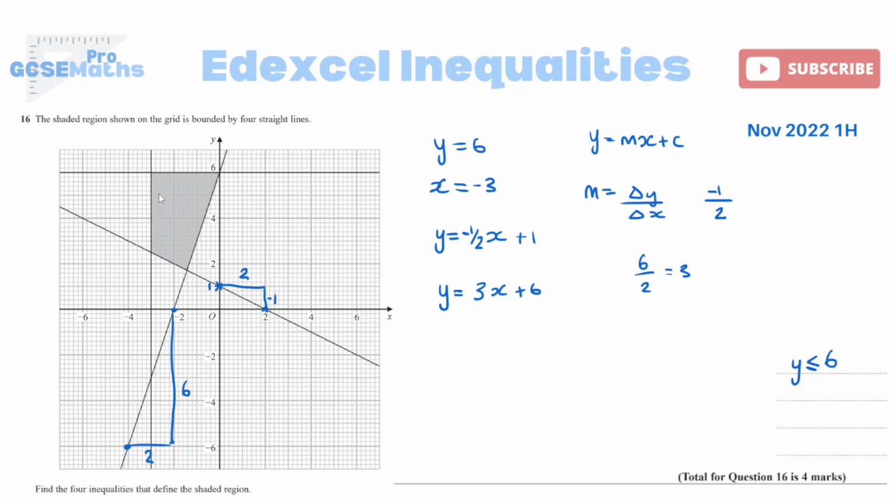Then the next one is also quite easy. x is equal to -3. Is it greater than -3 or less than? Well, it's on the right-hand side, so greater than, isn't it? x is greater than -3. So that's already 2 out of the 4.